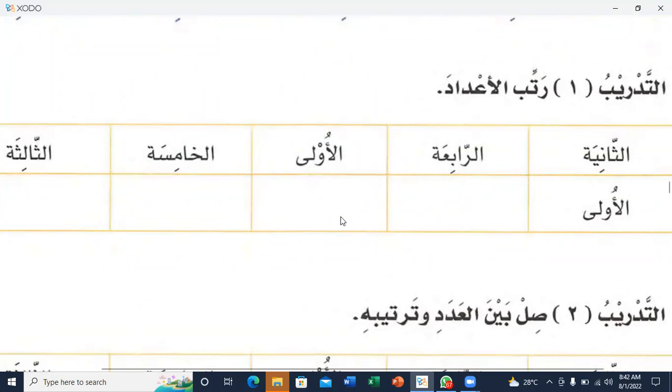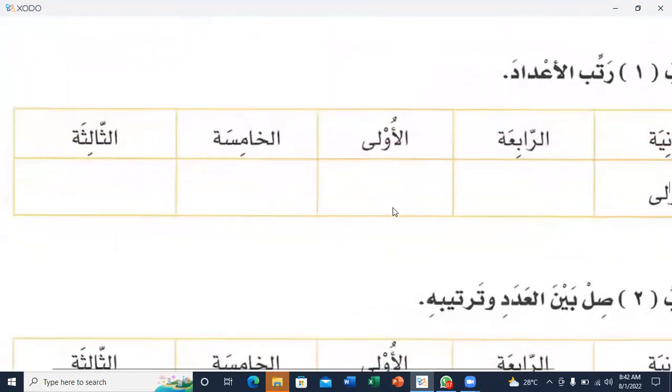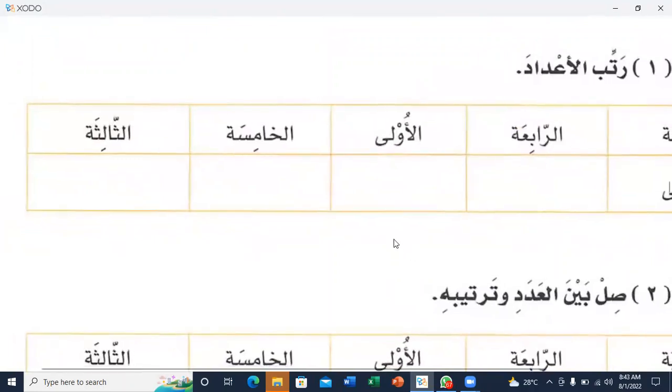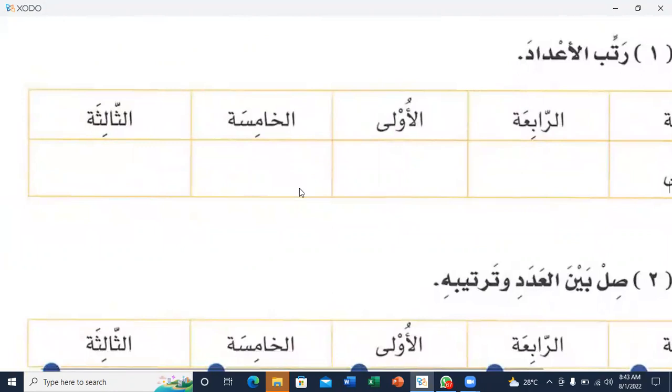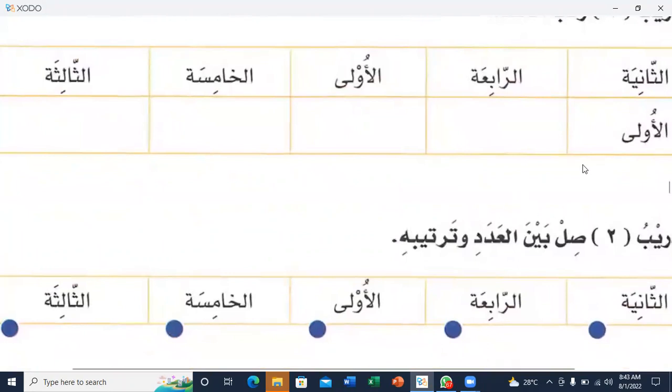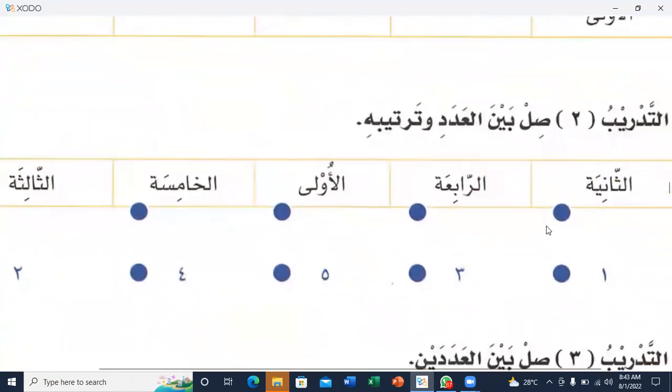And next is As-salisa. That means third. And next one is Arabia. Arabia means fourth. And last is Al-Khamisa, that means fifth. Al-Ula, Al-Thaniya, Al-Thalisa, Al-Rabia, and Al-Khamisa.